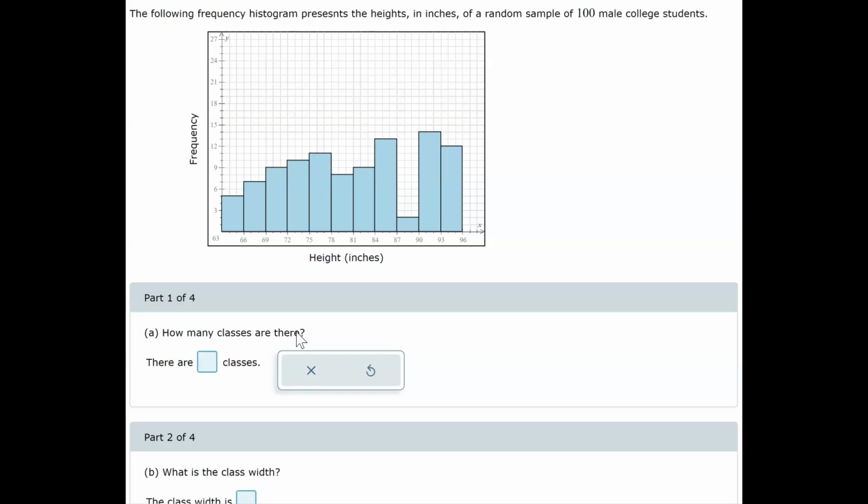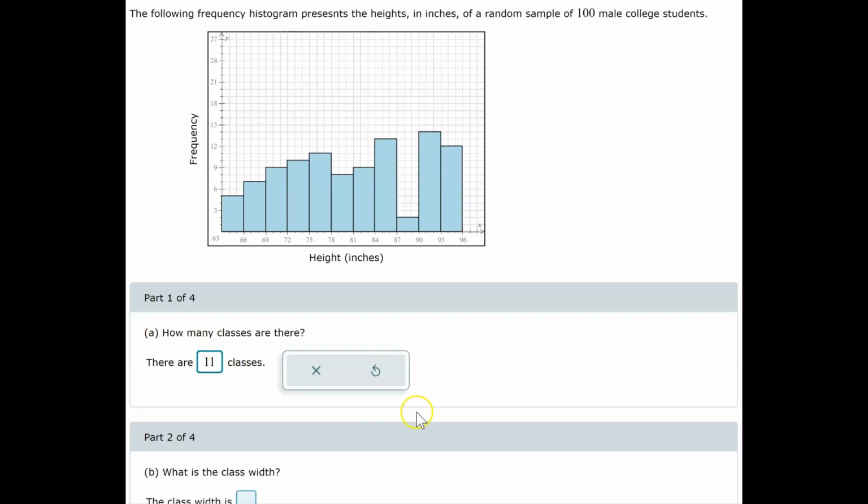The easy way to answer that question is just to answer the question, how many bars do you see in the histogram? Each one of these bars represents another class. This first bar is the class from 63 to 66. The second bar is the class from 66 to 69, etc. So we have 1, 2, 3, 4, 5, 6, 7, 8, 9, 10, 11 bars. We have 11 classes here.